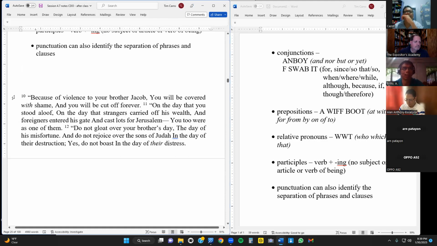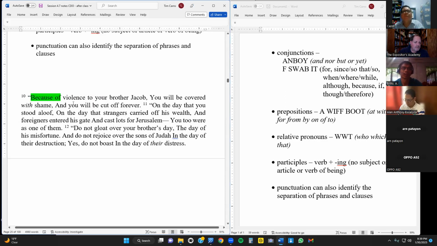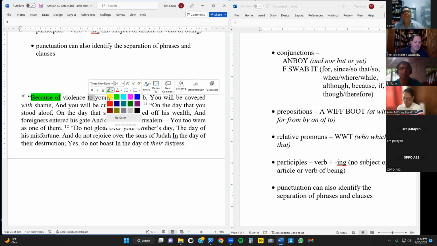In verse 10, sir, "because." Yes. Conjunction. Okay. Because, or really it's "because of," actually. Let me highlight. All right. "Because of." How about "violence"? Okay, that's just a regular noun. It's not a connector word. "Because of" is a connector word. All right. Any others in verse 10? "To your brother Jacob." "To," sir. Yes, that's a preposition. Very good.